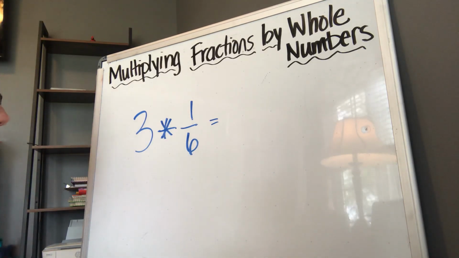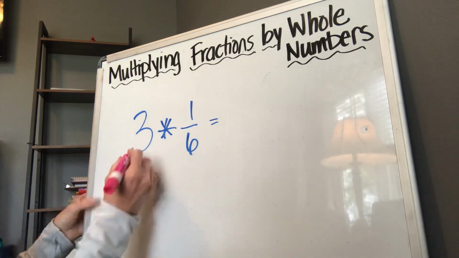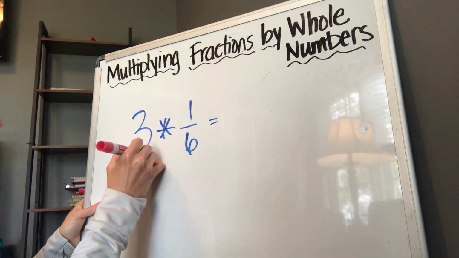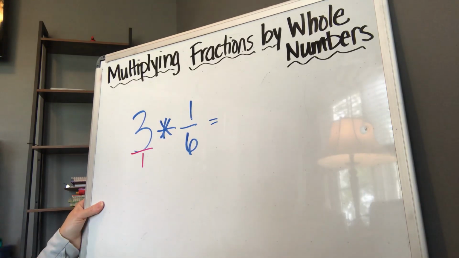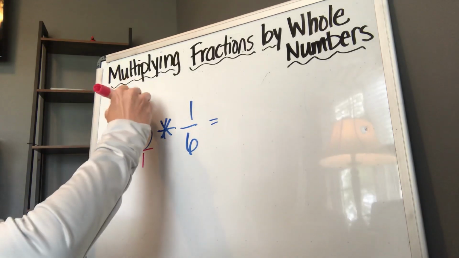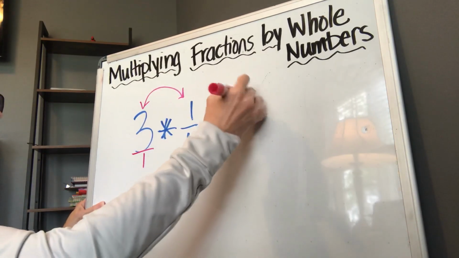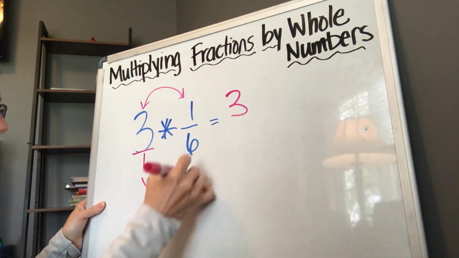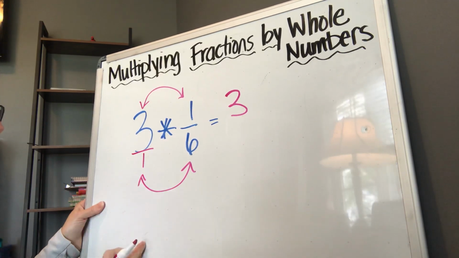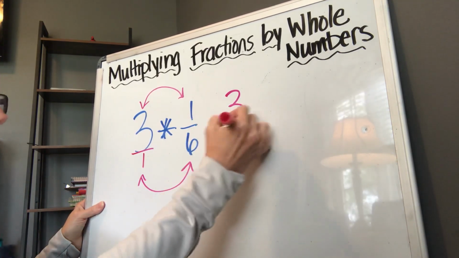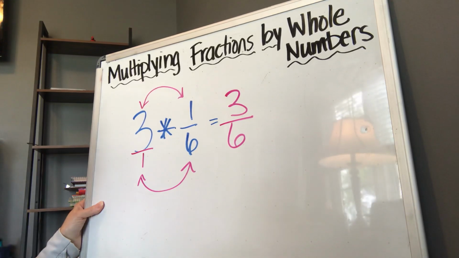All right, I'm going to show you how I would solve this problem to see if you did it this way too. First, I would start by putting my whole number over 1 to make it a fraction. Then I would multiply my numerators. 3 times 1 is 3. Then I would multiply my denominators. 1 times 6 is 6 for an answer of 3/6.